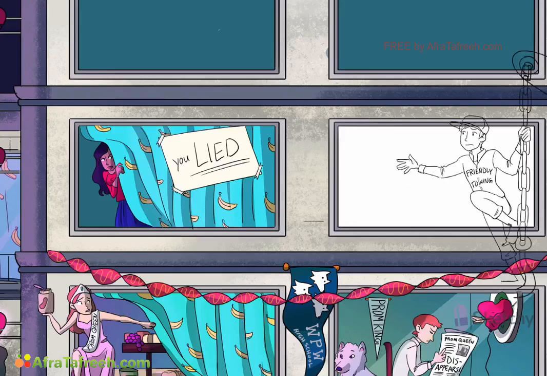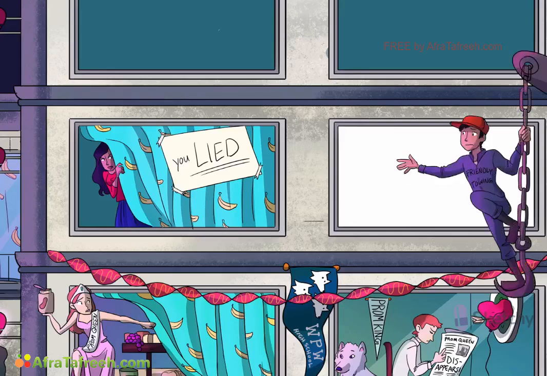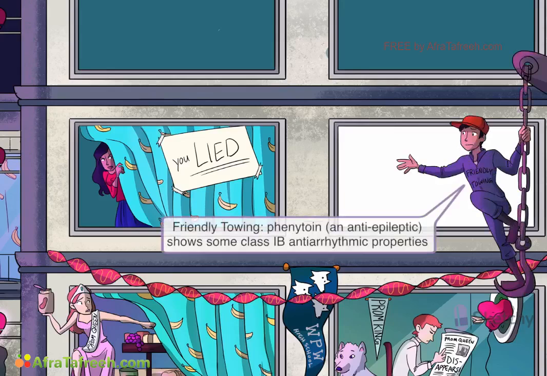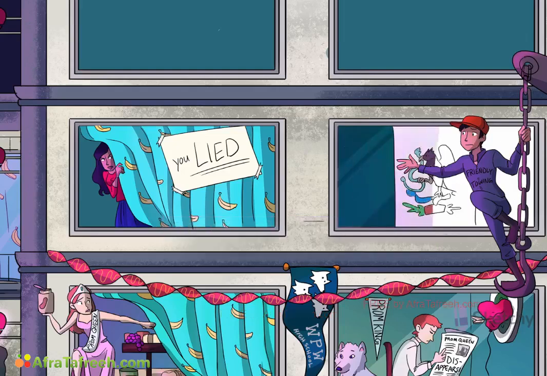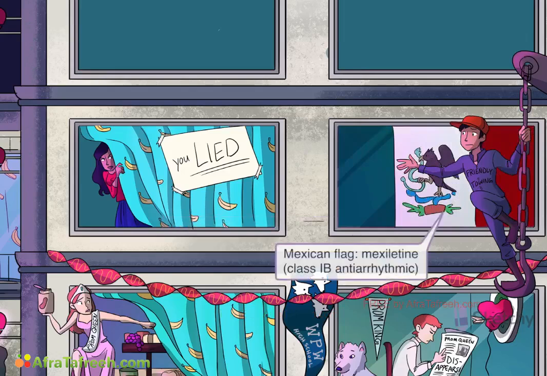And it looks like her tow truck driving ex-boyfriend took a break from his graveyard towing shift to beg for forgiveness. The name friendly towing should remind you of the drug name phenytoin, an anti-epileptic drug that shows some type 1B antiarrhythmic properties. And lastly, let this proudly displayed Mexican flag remind you of the drug mexiletine. Yep, our cheated hotel guest traveled all the way from her home country of Mexico to check into the Heartbreak Hotel.